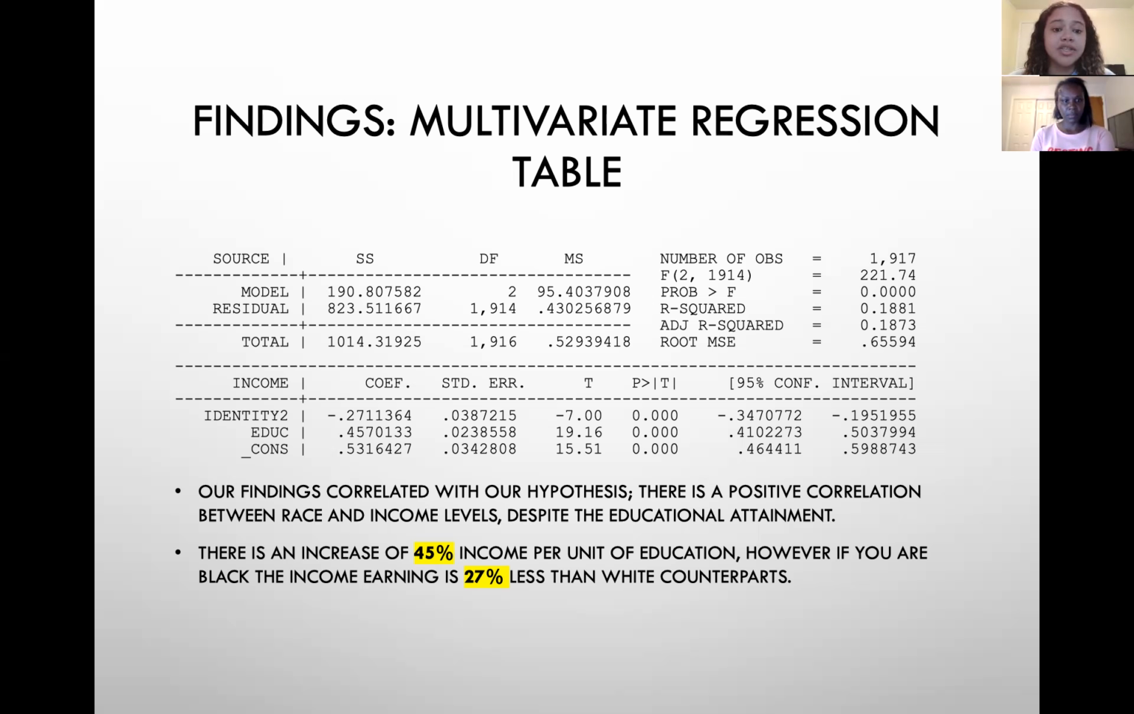Now, if you look at identity 2, the conflicting thing here is that it's negative 0.271. So what that means is the income of African Americans as their education goes up falls 27% below their white counterparts. So our findings absolutely correlated with our hypothesis. There is a positive correlation between race and income levels despite the educational attainment. And just one more time, I want to reiterate that the increase of 45% for education does not carry over to African Americans. The Black income earnings as education goes up for them is 27% less than their counterparts.